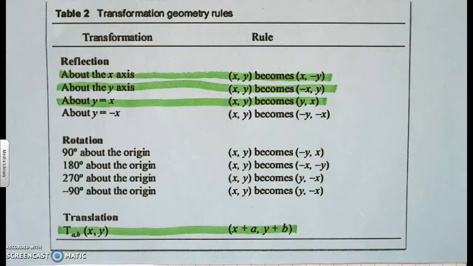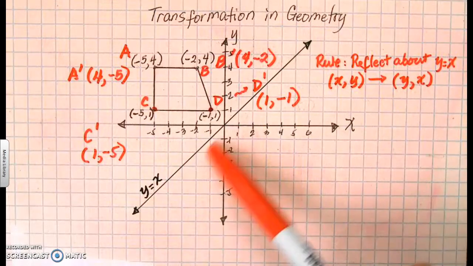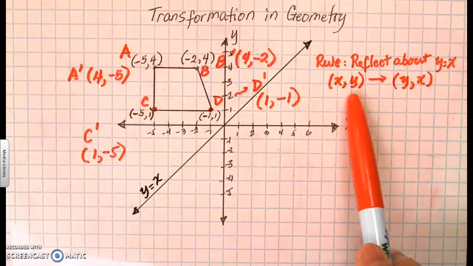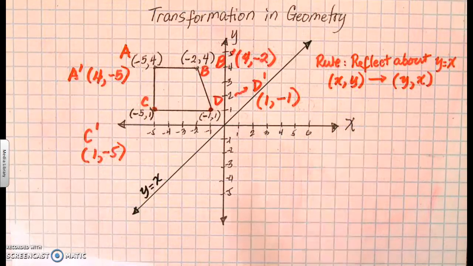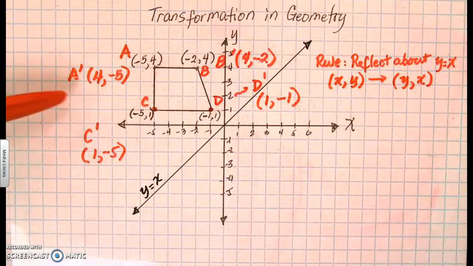The next type of reflection that we are going to do is the reflection about the y equals x line. Let us look at the rule in reflecting about the y equals x line. This is your y equals x line. The rule is (x, y) will now turn to (y, x). So let's look at this one by one. If your A is negative 5, 4, your A prime becomes 4, negative 5.